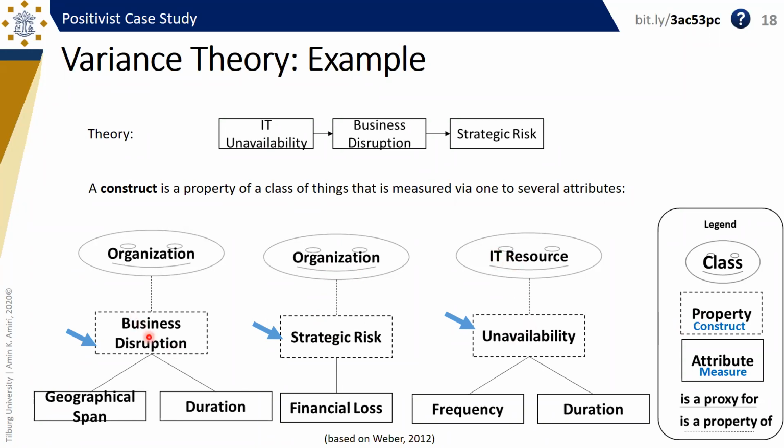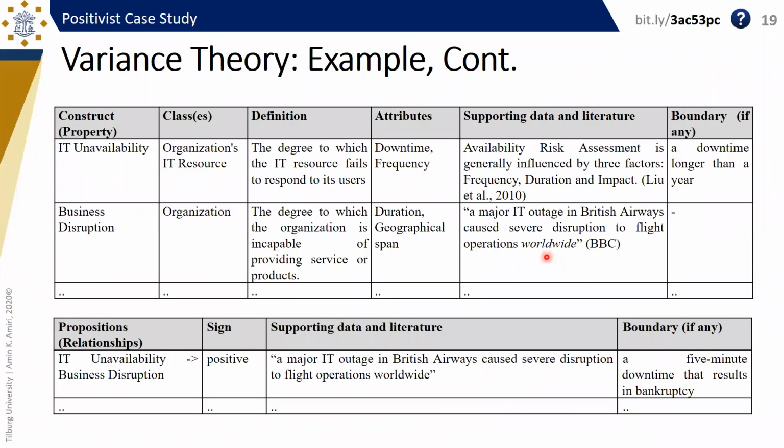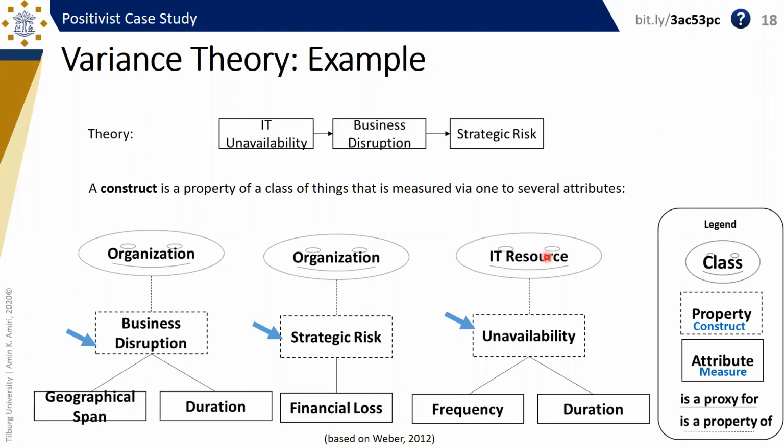It's a property of the IT resource. Business disruption is a property of the organization. And these are measurable. How? I can measure it using the duration of business disruption. I can have the geographical span of disruption. A strategic risk can be measured using financial loss. Unavailability can be measured using frequency or duration of unavailability. Okay. So this is one outcome.